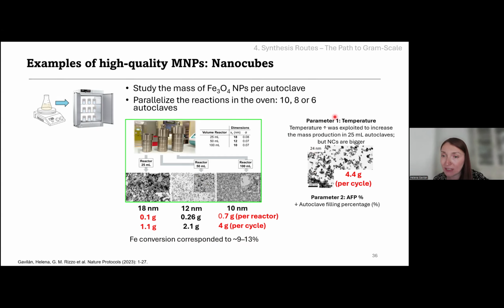And some parameters that we worked with were temperature in the oven and the autoclave filling percentage. Okay, so in the end, we managed to get 4.4 grams per cycle, okay? And by increasing the temperature, we could increase the iron conversion to 25 to 35%. Okay, so it's much better, but still is low. So there is plenty to still optimize for this solvothermal route.